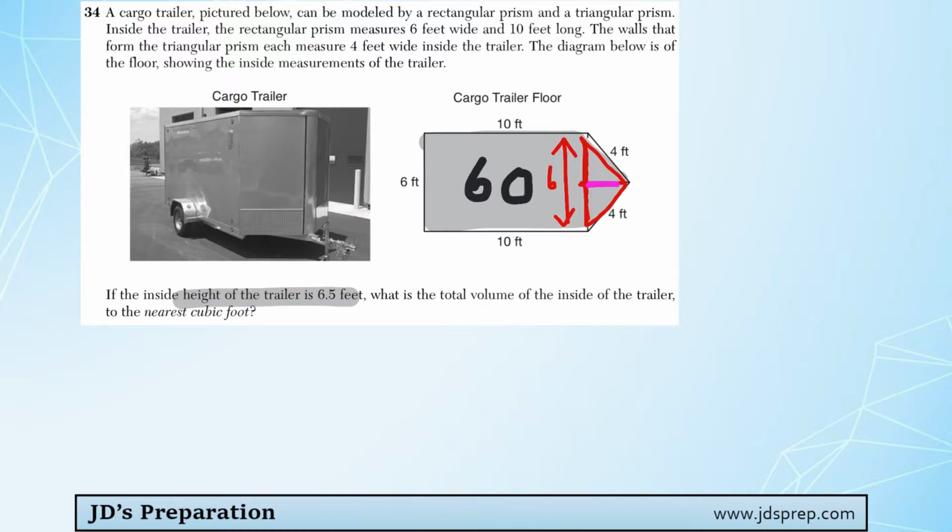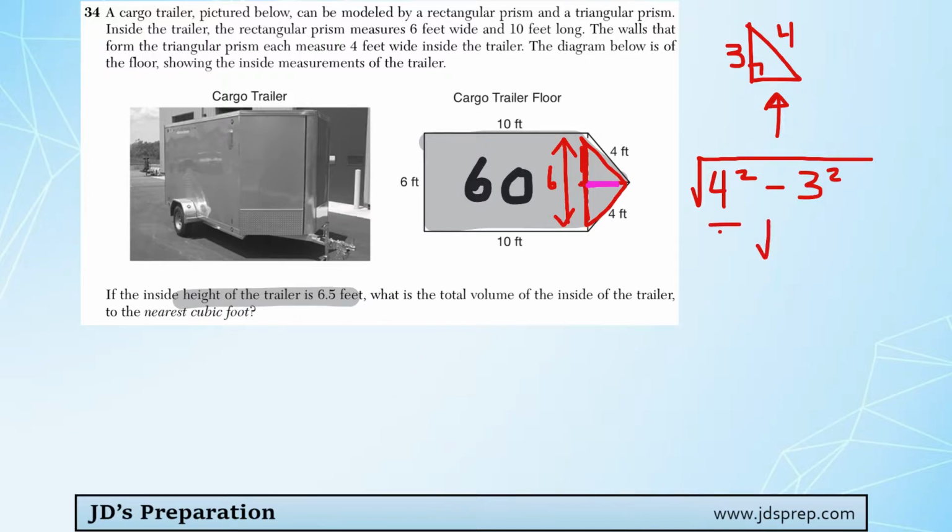But we can use the Pythagorean theorem to help us, because we have a right triangle here. We know the hypotenuse has a length of 4, and this leg is a distance of 3. I know it's 3 because it's half of 6. So let's quickly calculate what that distance is going to be. Because it's a length of one of the legs, we're going to take the square root of our hypotenuse squared minus the other leg squared, and that becomes root 7.